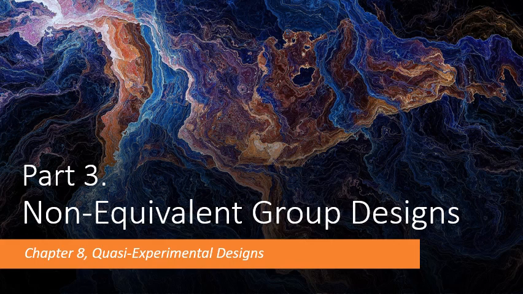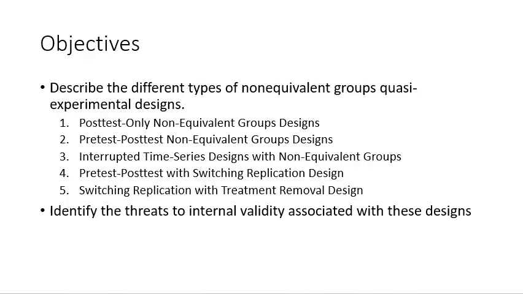The last type of design that we'll look at in this content is the non-equivalent group designs. And whenever you see non-equivalent group designs, you'll just know that these groups haven't been randomly assigned, because if they have been, then we would assume that the groups are equivalent. So what we'll do is describe the different types of non-equivalent group quasi-experimental design, and we'll look at these 5 types of designs. And then we'll identify the threats to internal validity associated with these designs.